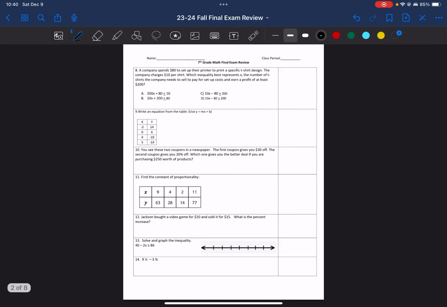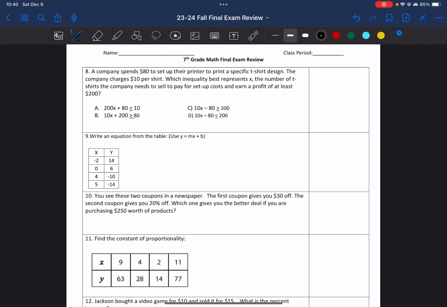Okay, friends, so we're on to the next page now. Again, if you want to pause and then come back and see if you got the right answer. A company spends $80 to set up their printer. The company charges $10 per shirt. We'll write an inequality. So these are not hard at all.